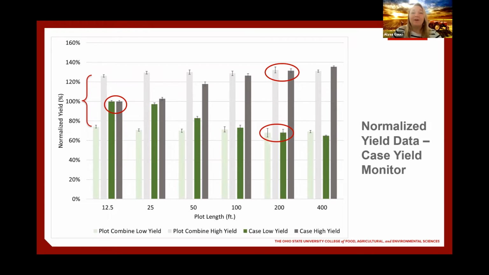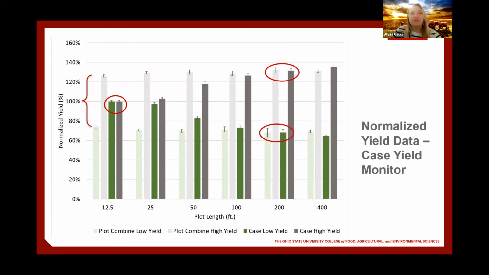However, at about 12.5 feet and even 25 feet, there is virtually no difference reported from the yield monitor. It's estimating that the high and low yield zones are the same, which we know is not correct. As we saw in the previous slides, those differences are picked up around 50 feet, but not really representing what the yield is at that point, or at those different points.